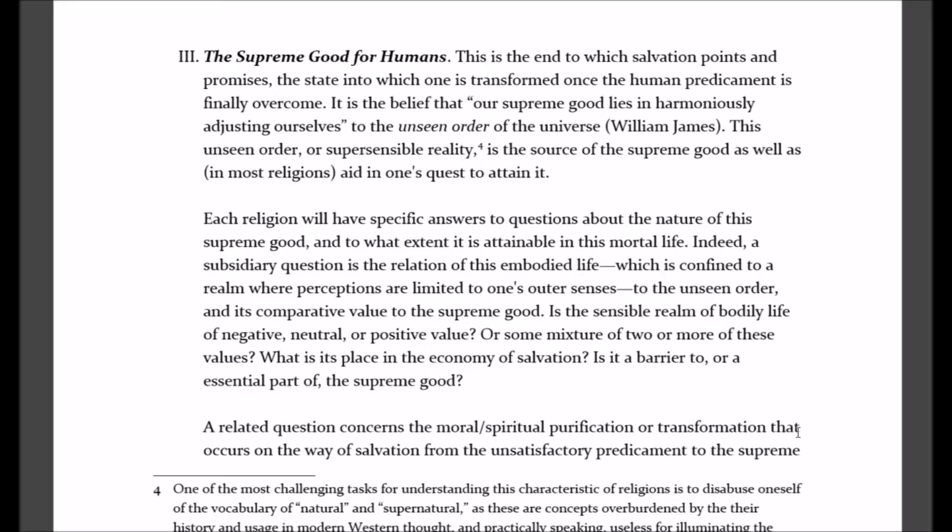The key idea here is that the supreme good for humans is available, it's accessible, it's achievable in this life, at least to a certain extent. And that the requirement, as James says, is a harmonious adjustment. We can't attain it unless we are harmoniously adjusted to it. So we have to live a life in such a way that the beliefs and actions and choices are harmonious with the value of that supreme good.